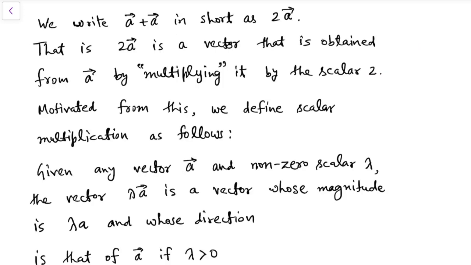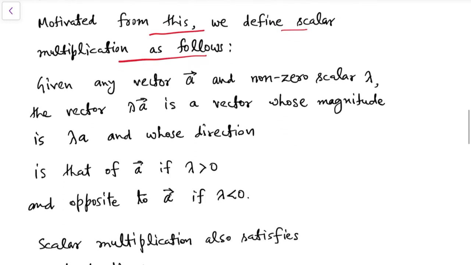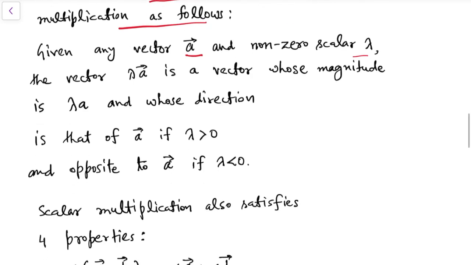So motivated by this, we define scalar multiplication of a vector and a scalar as follows. Given any vector a and a non-zero scalar lambda, the vector lambda a is a vector whose magnitude is lambda times the magnitude of vector a and whose direction is that of a if lambda is positive, and opposite to a if lambda is negative.